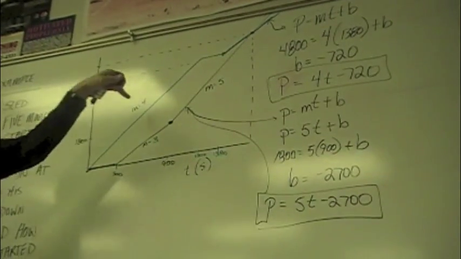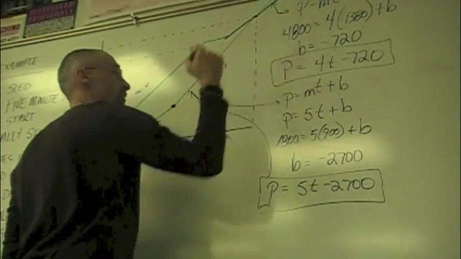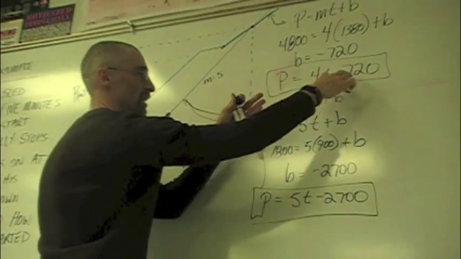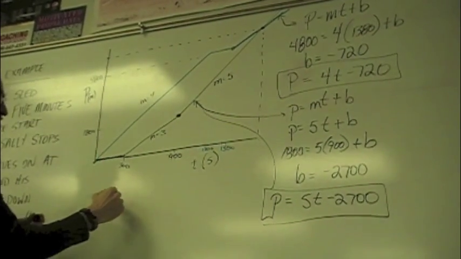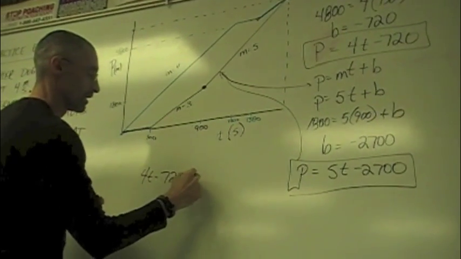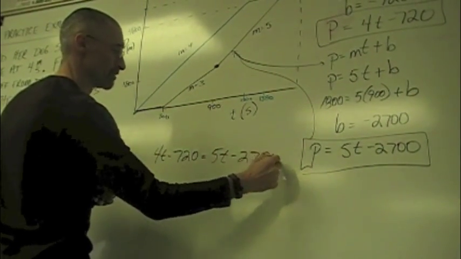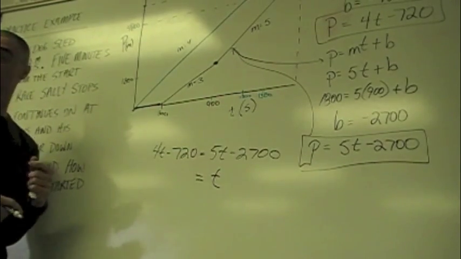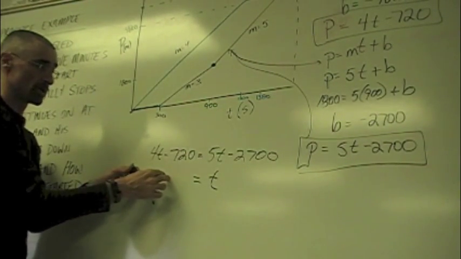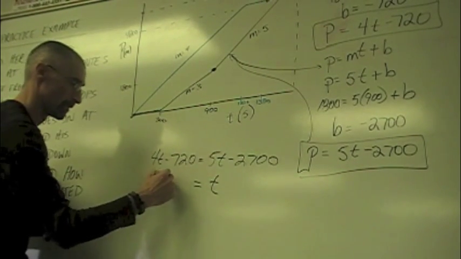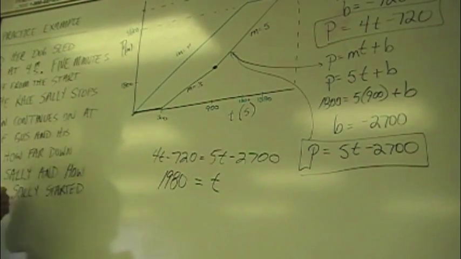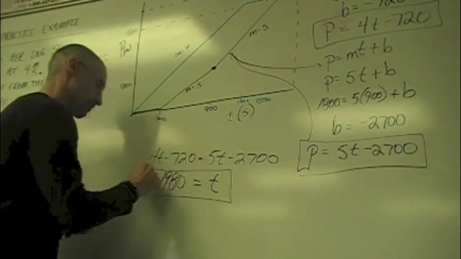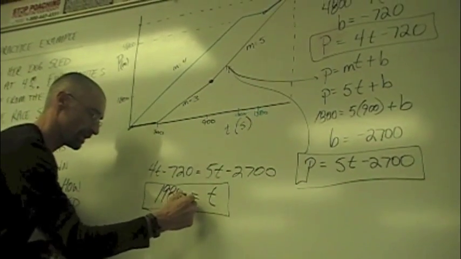Are those the 2 equations for this line and that line? So can we find the intersection point? Yeah. Okay. Well, if this equals p and that equals p, can we set this and this equal to each other? Yep. Okay. So I can say 4t minus 720 equals 5t minus 2700. I'm going to subtract 4t over there, which is going to leave me with a nice t. And then I'm going to move this 2700 over there. Okay, and I think I'm going to come up with 1980? Is that correct? Everybody cool? Okay. So the time it's going to take from the very beginning is going to be 1980 seconds.